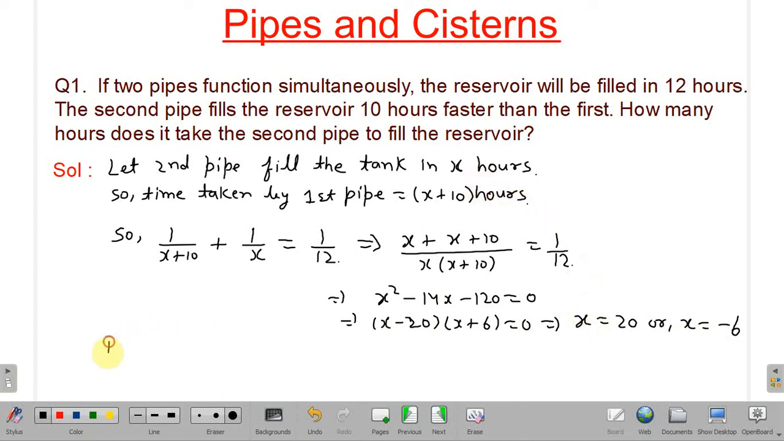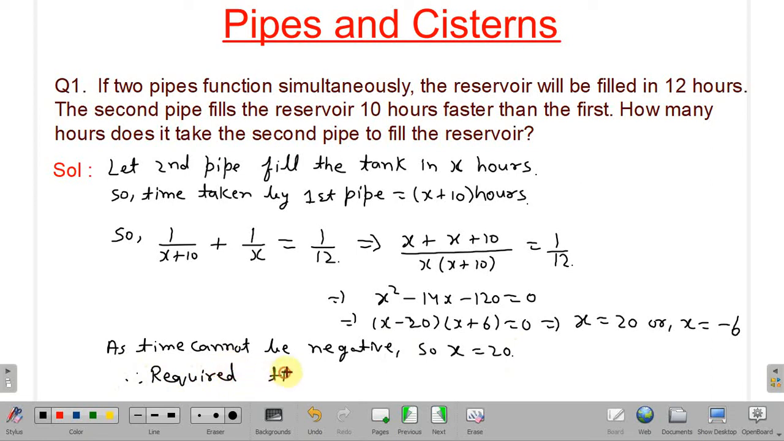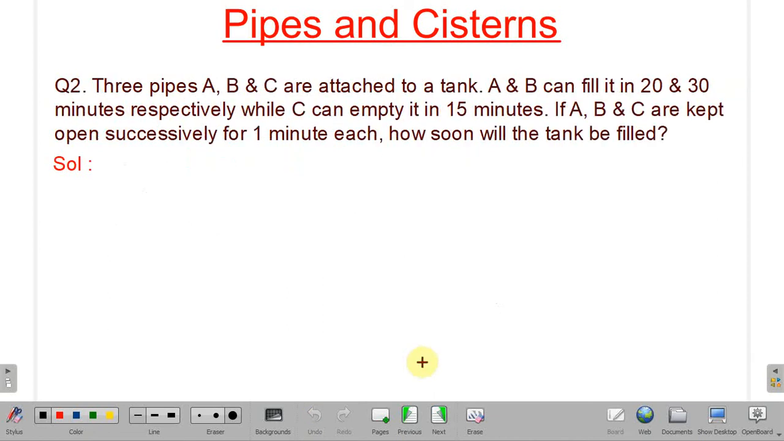No, as time cannot be negative, we have to neglect x equal to minus 6. So x will be equal to 20. Therefore, the required time is 20 hours. So in 20 hours the second pipe can fill the tank. Okay, we will discuss one more problem.